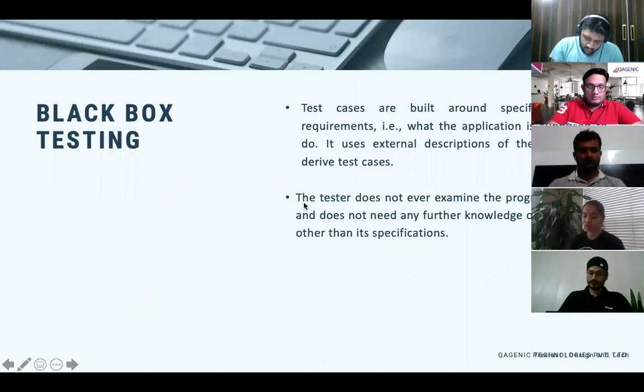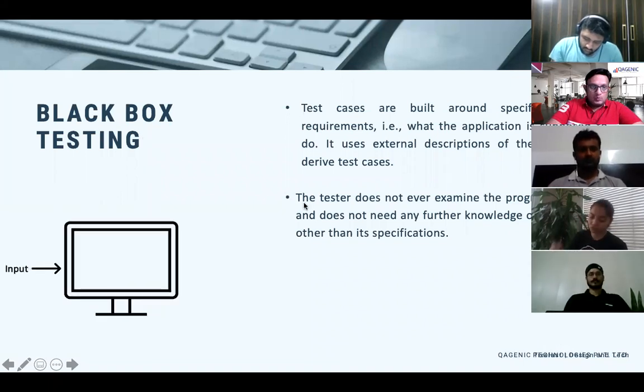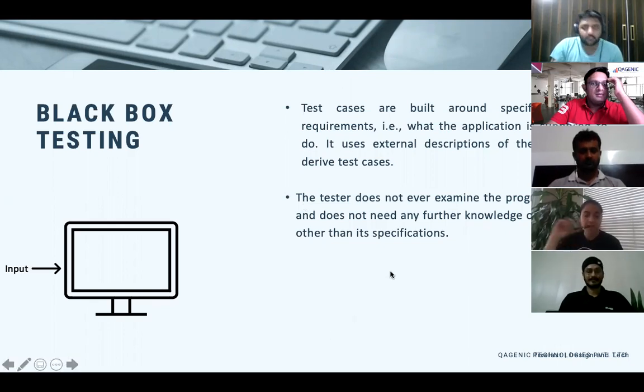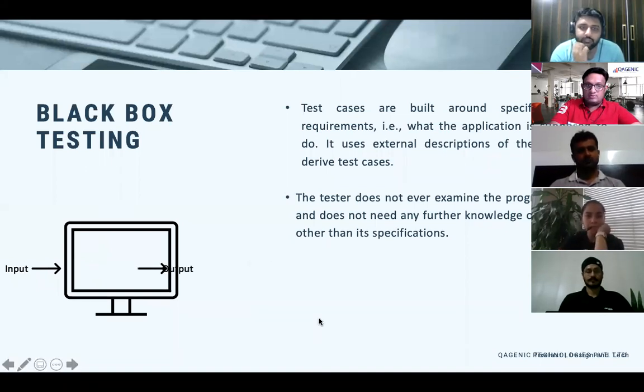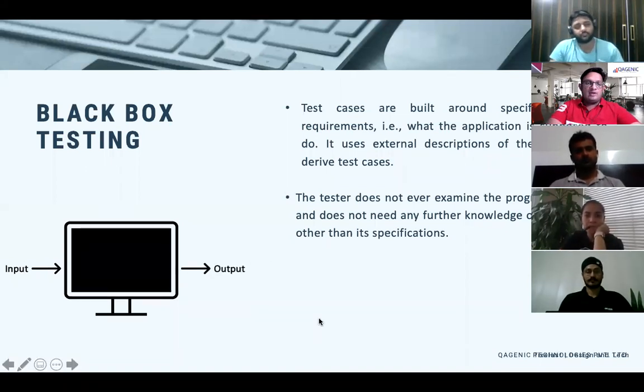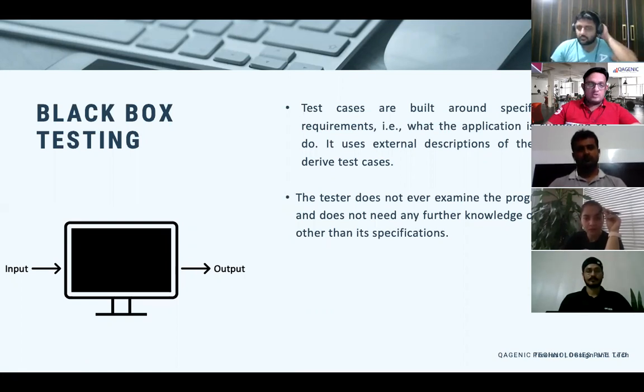Let me run this animation also. If you guys are seeing the screen, Param. With white box, what we did is that we gave an input and we knew based on that input which line of my code is getting executed. But with black box, I don't have access to this complete code. What I know here is the input that I am giving, and based on this particular input, what should be my expected output. That is what I know.